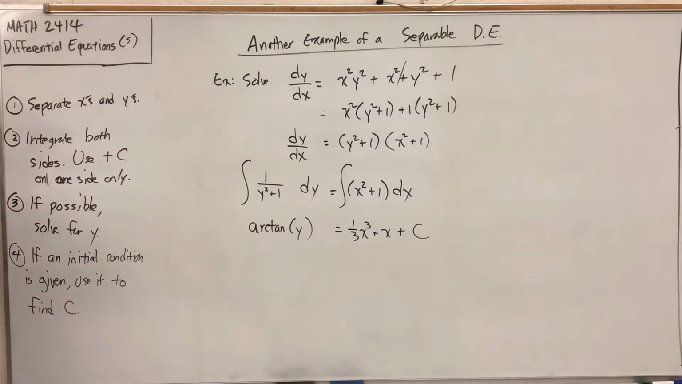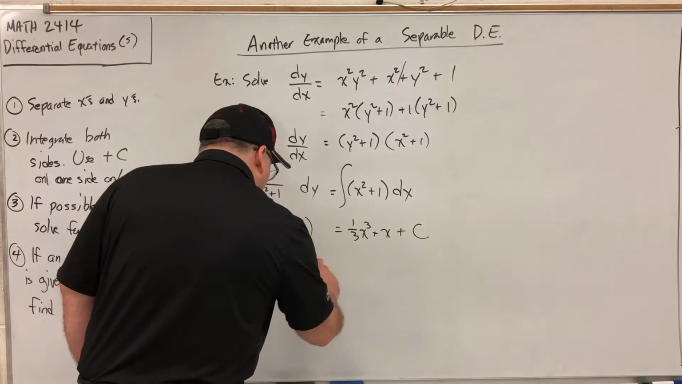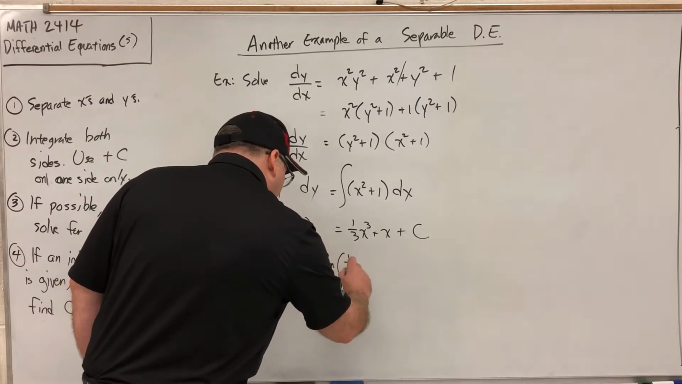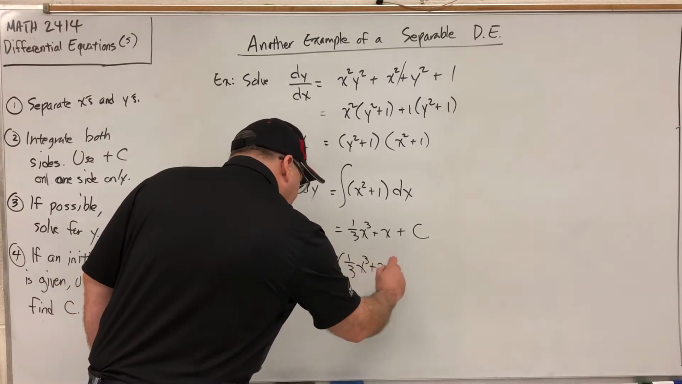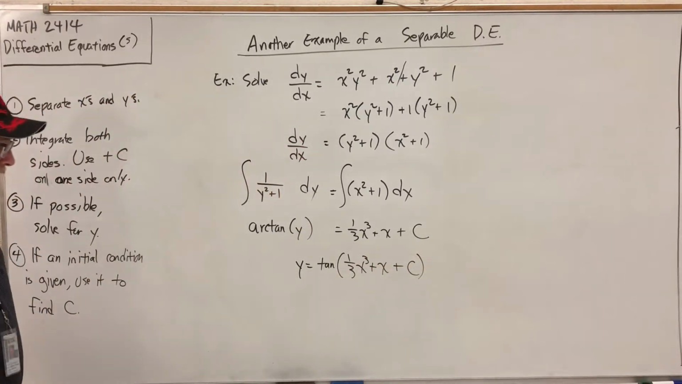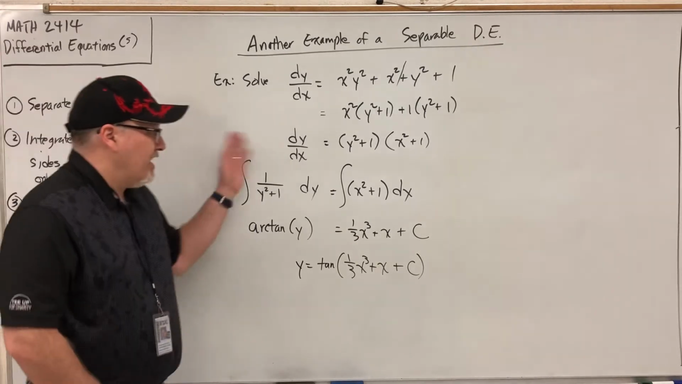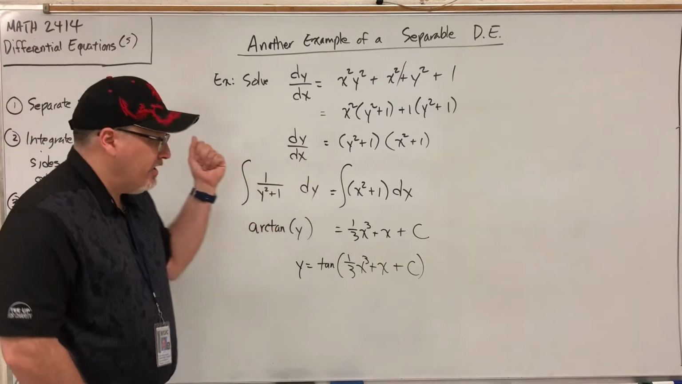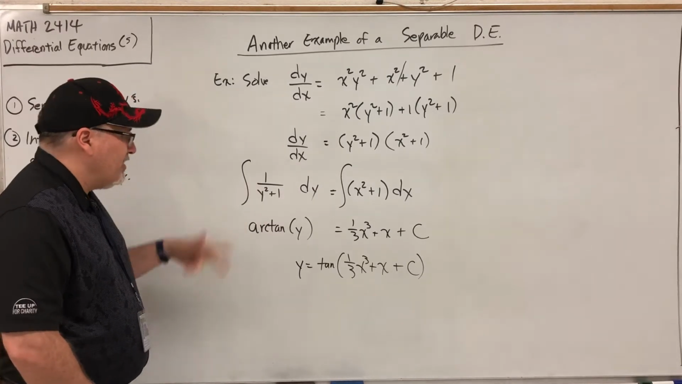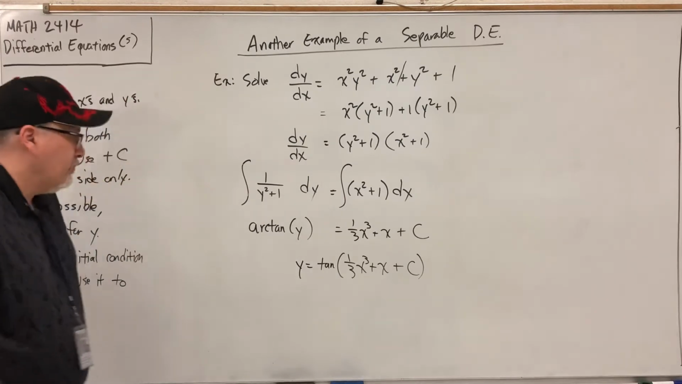Can we solve this for y? Absolutely. Take the tangent of both sides and get y equals the tangent of 1/3 x cubed plus x plus a constant. So that really wasn't that bad. I think the hardest part was actually getting the functions separated at the beginning, but actually separating them on either side of the equal sign was okay. And the integration wasn't that bad unless you forgot this, which I hope you don't, because you're in Calculus 2 and you should know that by now.